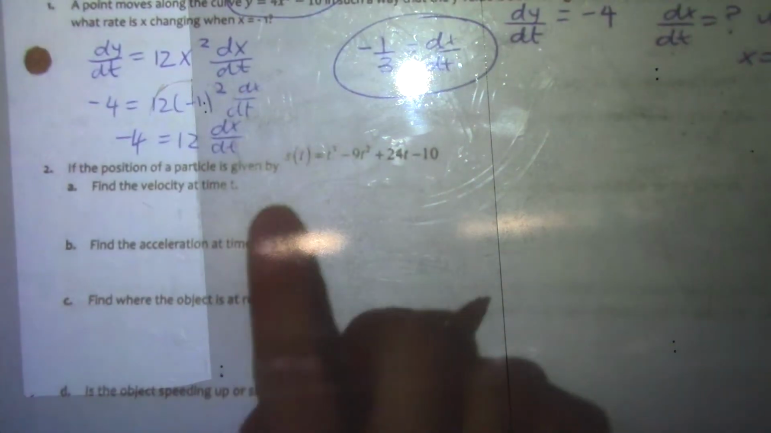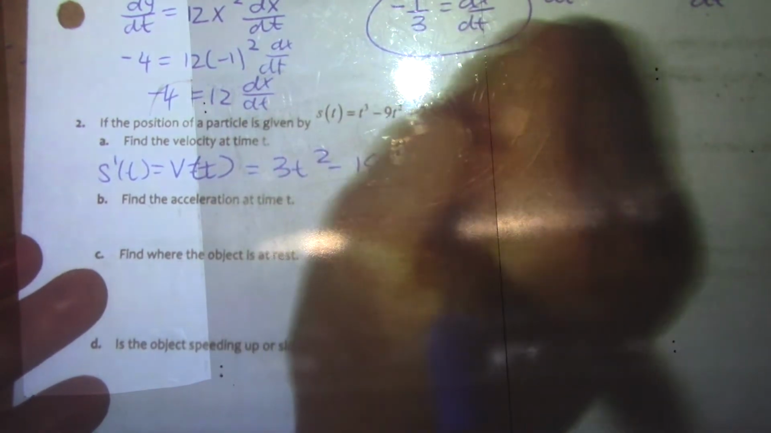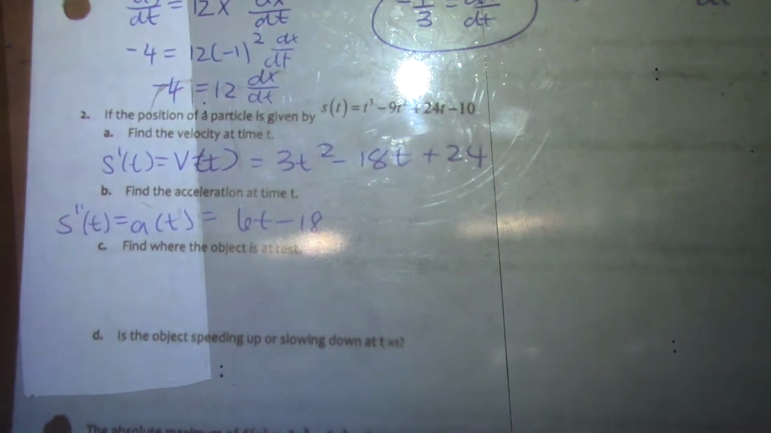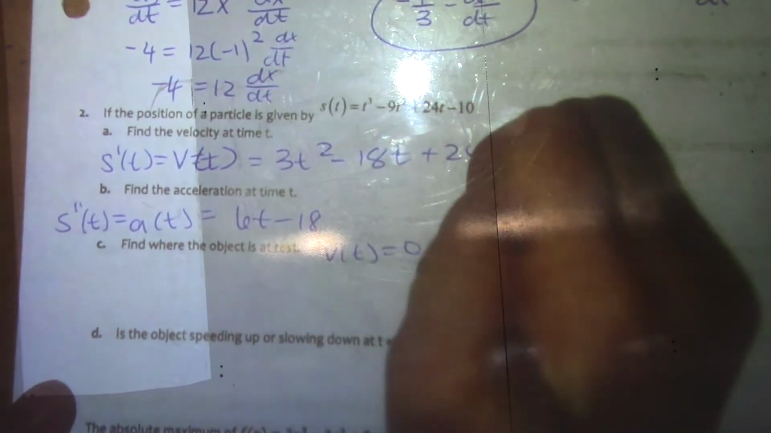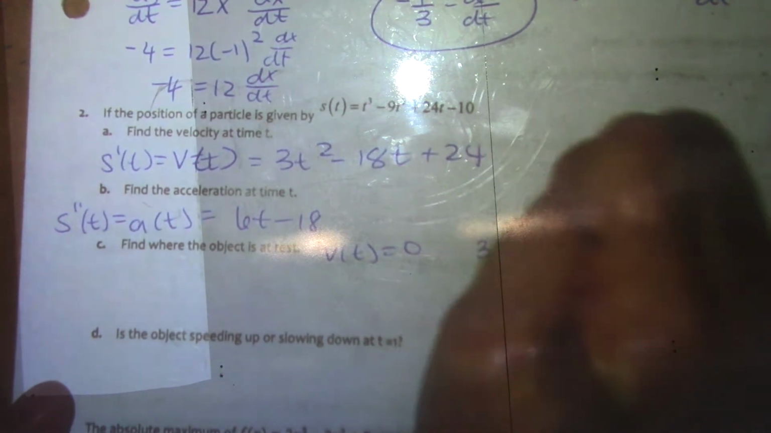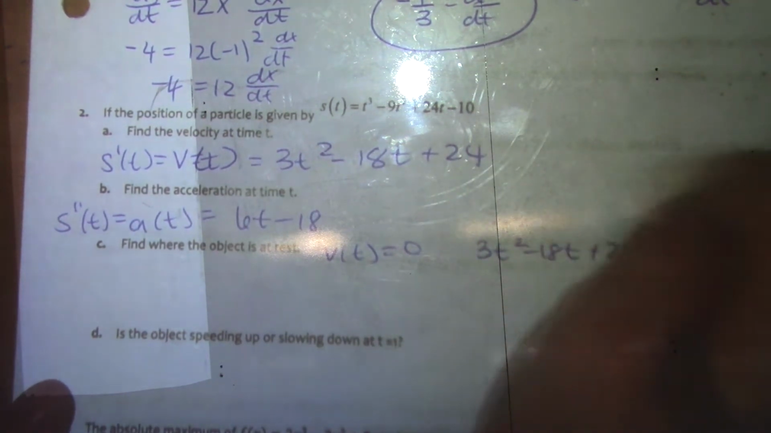Here we have the position. To get the velocity, you just take the derivative, so v of t is just s prime of t, and that's going to be 3t squared minus 18t plus 24. Acceleration is just going to be s double prime, the second derivative, and that's going to be 6t minus 18. Where the object is at rest is where the velocity equals 0. So I'm going to take my 3t squared minus 18t plus 24, set equal to 0.